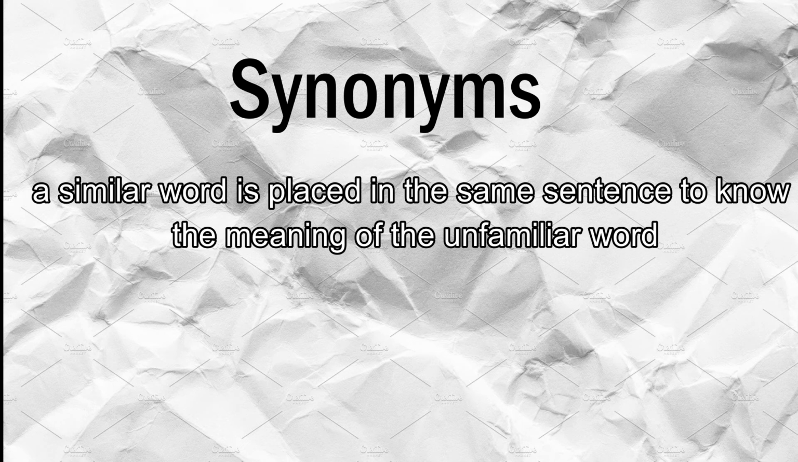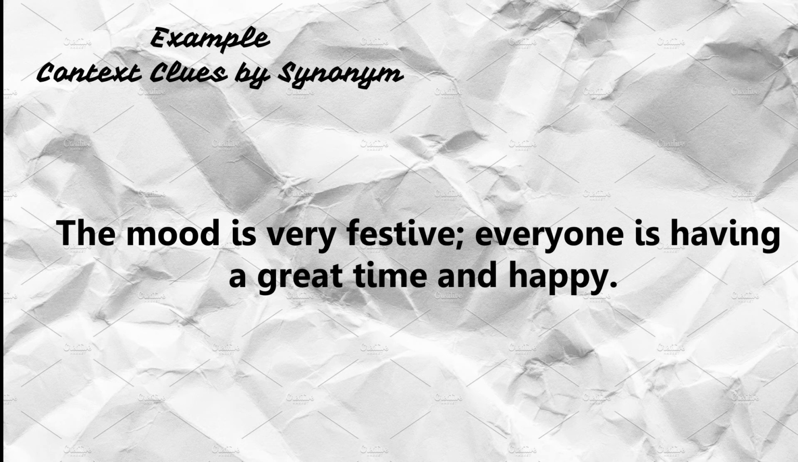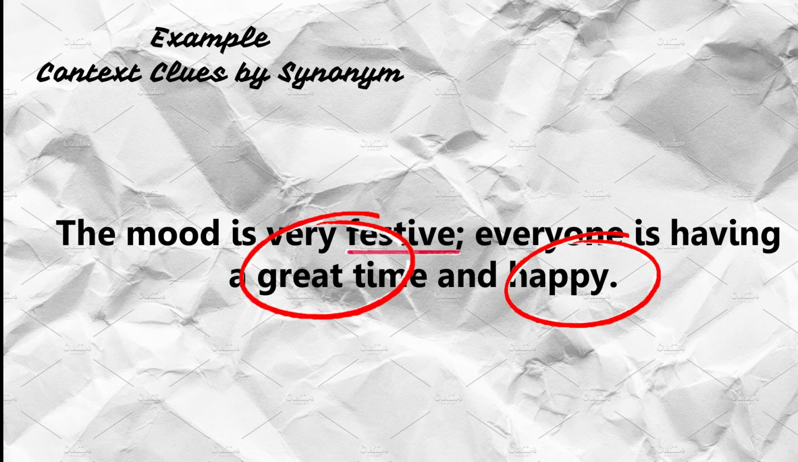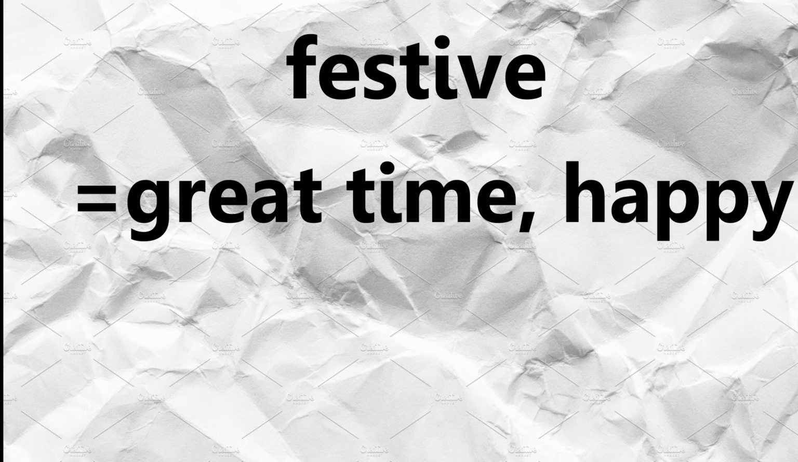Last on our list is synonyms. A similar word is placed in the same sentence to know the meaning of the unfamiliar word. Example, the mood is very festive. Everyone is having a great time and happy. In this sentence, we have the word festive as our underlined word. Following the underlined word are great time and happy. Since these 2 words are not contradicting festive, therefore, festive means great time and happy.